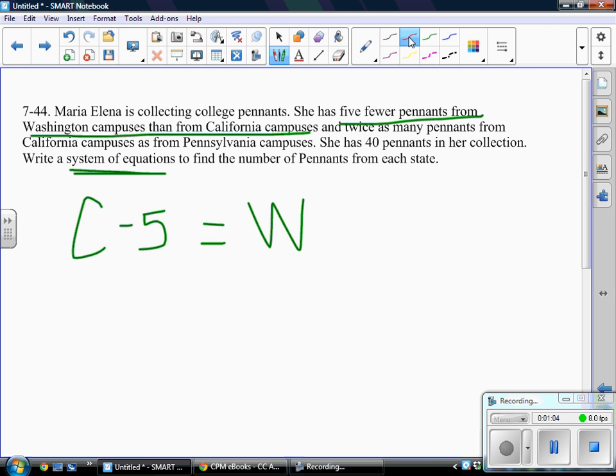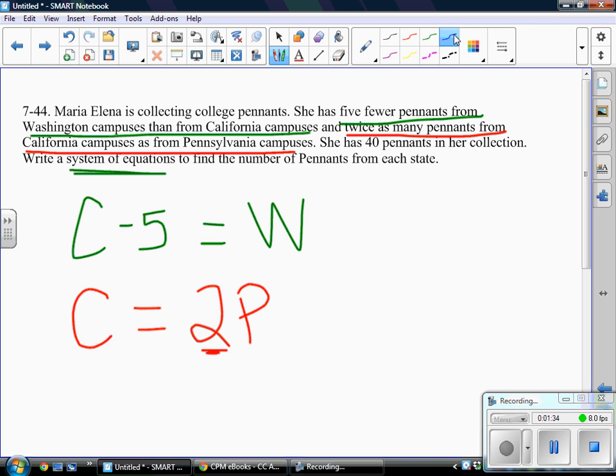The second part of information says she has twice as many pennants from California as Pennsylvania. So which one is bigger right here? She has twice as many from California versus Pennsylvania. California is bigger again. So to make these be equal, I need to double Pennsylvania. Right? She has twice as many from California, so I would have to double Pennsylvania in order to make it equal the California pennants.